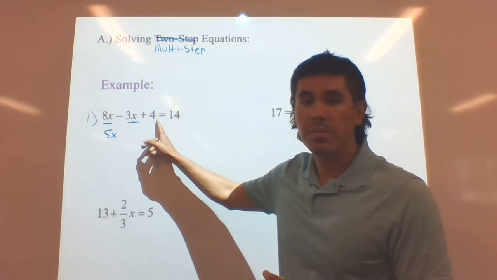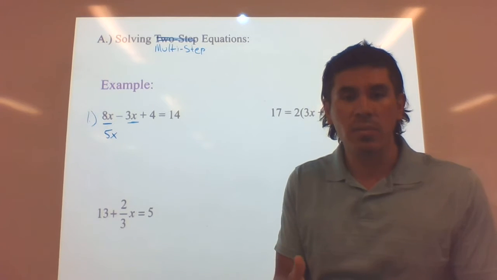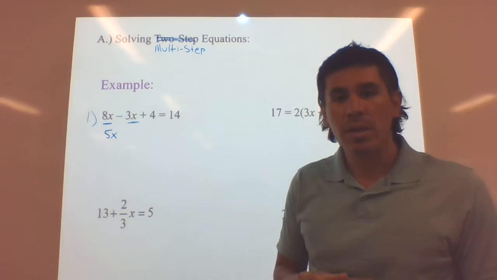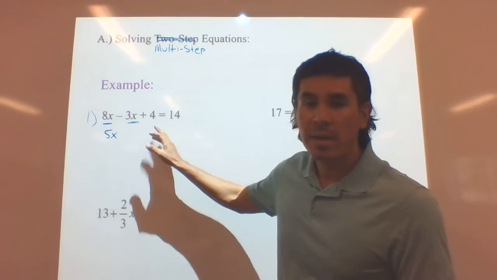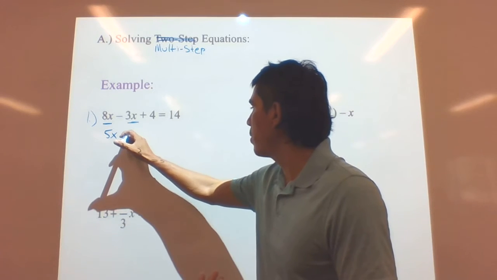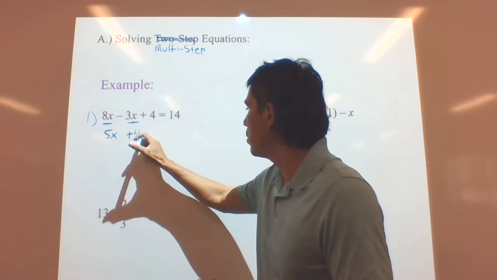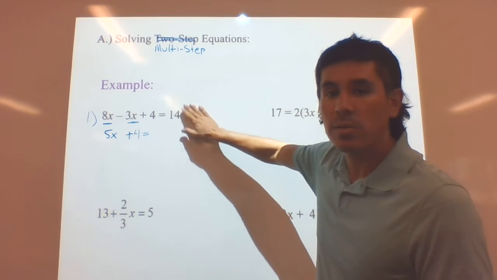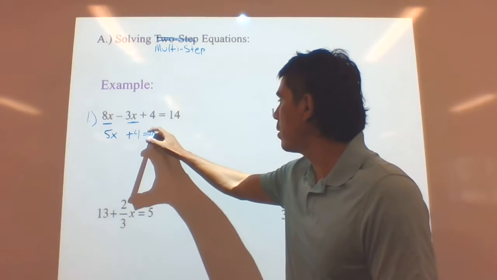it doesn't have a variable. Okay? We call that a constant. We call that an integer. It's just by itself. Okay? So we call that an integer and it doesn't have a variable, so we can't combine it. So what do we do? We just bring it down because we can't do anything with it. So we bring it down. Okay? I didn't change anything over here, so I bring down my 14.